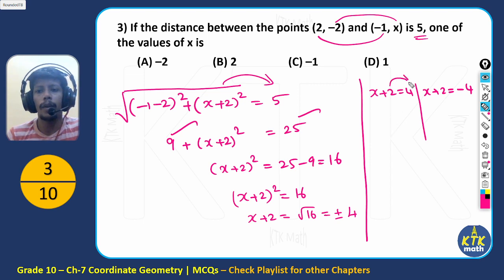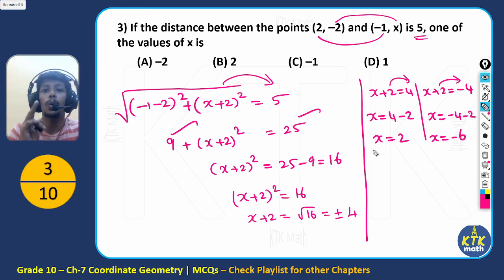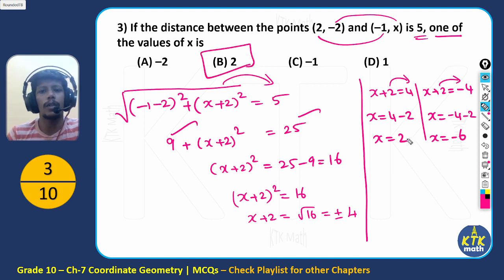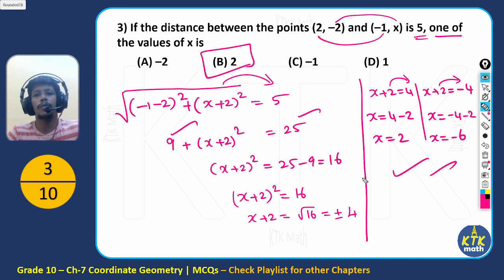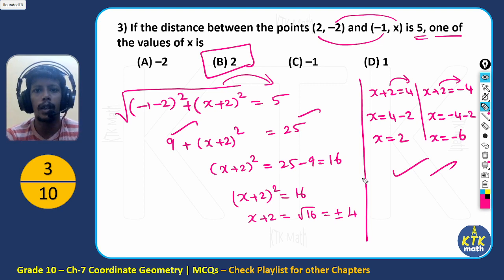Now when I am transforming this 2 to the right hand side, it will give me 4 minus 2, which will be x equal to 2, and the other one, negative 4, again minus 2, will give you negative 6. I am getting two values for x, but read the question once. They are asking for one of the values of x, so any one will be there in your option. You check, 2 is here, that's all. 6 is not given, negative 6 is not given, so only one of the options is mentioned in the question. Therefore, your correct answer is option B, positive 2.